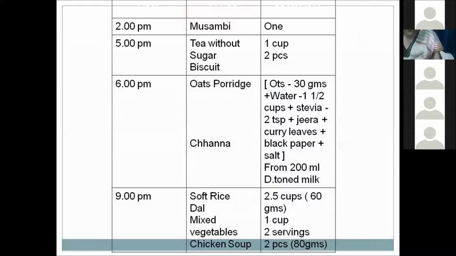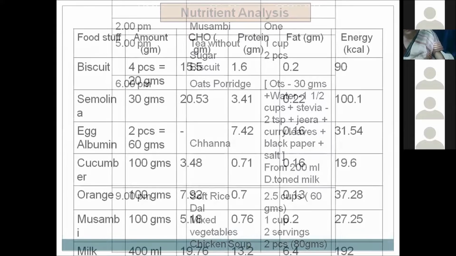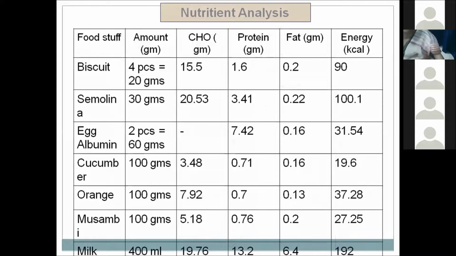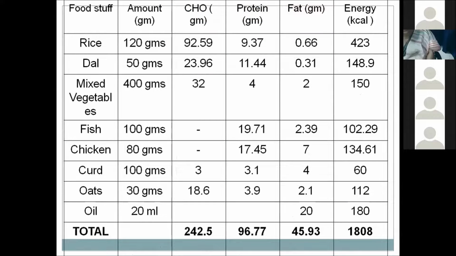Then at 2 p.m. musambi, then tea, biscuit, oat porridge, chana, soft rice, dal, meats, vegetables, chicken stew, 2 pieces, 80 grams. The patient was non-veg, so it was very easy for us to manage this patient. So the nutrient analysis is this. This is the full calculation. It comes to a total of 242.5 grams of carbohydrate, protein 96.77, fat 45.93, and calories 1808.